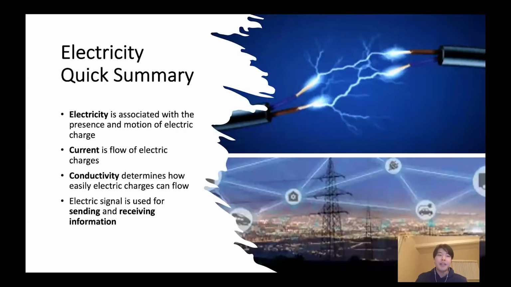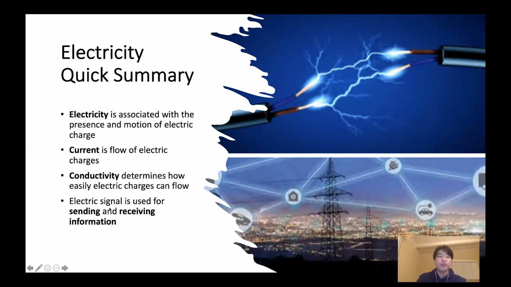So a quick summary. Electricity is associated with the presence and motion of electric charge, usually motion of electrons, but not limited to electrons. Current is the flow of electric charge. Now, conductivity, we also mentioned. Conductivity determines how easily electricity or electric charges can flow. We said conductive materials can easily flow, and insulators or non-conductive materials don't let electrons flow easily. And semiconductive is like semi, like middle, depending on situations you can control.